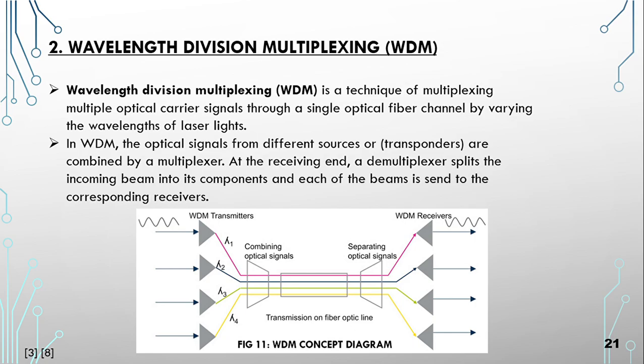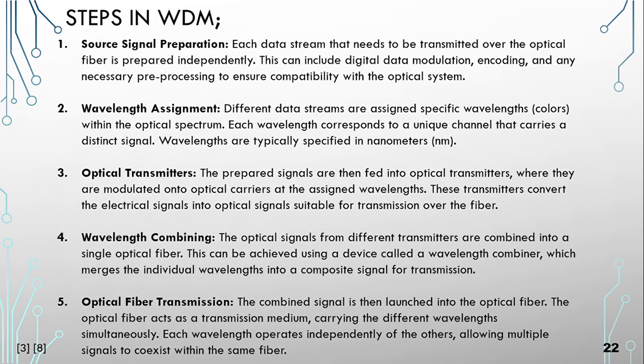Next advancement in fiber optics is wavelength division multiplexing. It is a technique of multiplexing multiple optical carrier signals through a single optical fiber channel by varying the wavelengths of laser light. In wavelength division multiplexing, the optical signals from different sources or transponders are combined by a multiplexer. At the receiver end, this multiplexed signal is demultiplexed, and it splits the incoming beam into its components, and each of the beams is sent to the corresponding receivers.